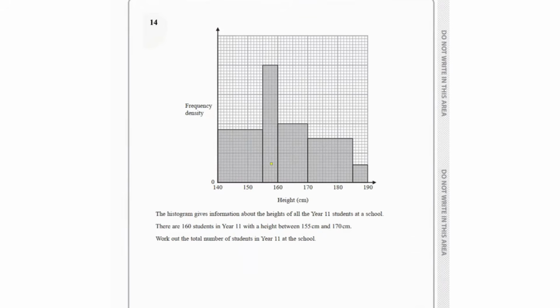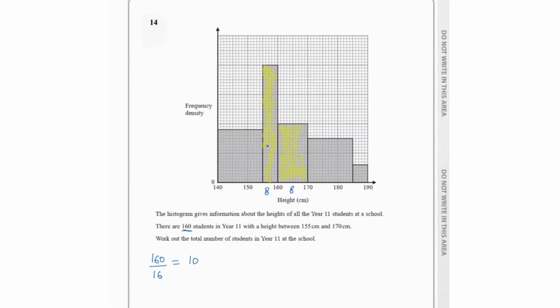155 and 170, that's this and this. So if we look at the bars from 155 to 170, we can see that we have 1, 2, 3, 4, 5, 6, 7, 8 big squares over here, and 1, 2, 3, 4, 5, 6, 7, 8 over here. So there's 16 in total. And there are 160 students in this part. So if we do 160 divided by 16, that gives us 10. So each small square is 10 students.